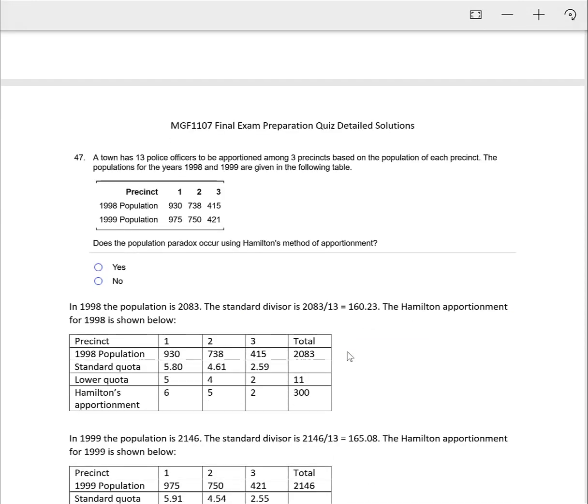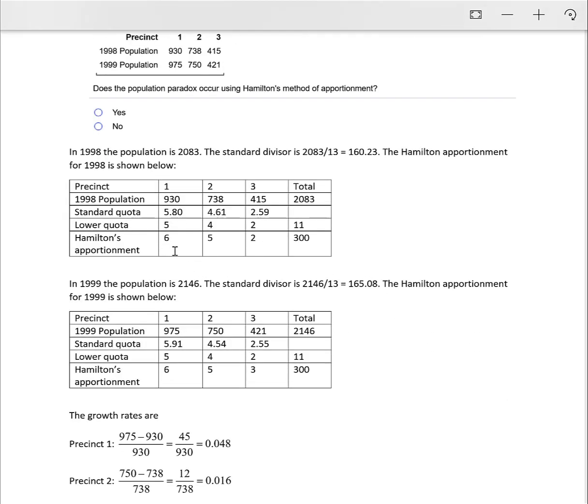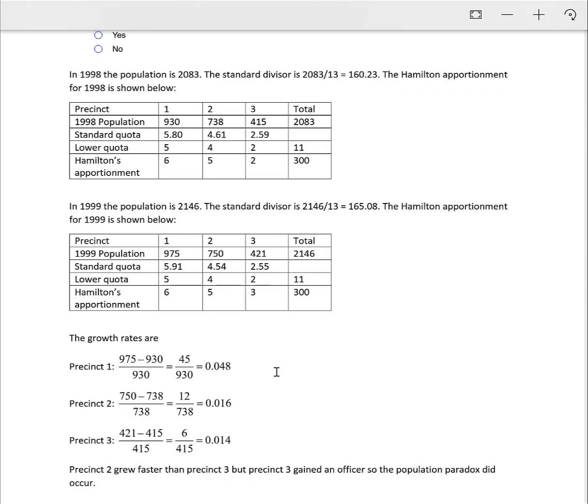And then finally, one last one, and we're going to look here for that population paradox. We're going to allocate first using Hamilton's method in 1998, and here are my apportionments, 6, 5, and 2. Then I went to 1999. The population rose from 2083 up to 2146, so my standard divisor changed slightly, and here are my Hamilton apportionments. Then I'm going to look at the growth rate for each of the precincts. Precinct 1 went from 930 to 975, grew at a rate of about 40.8%. It maintained the number of seats.